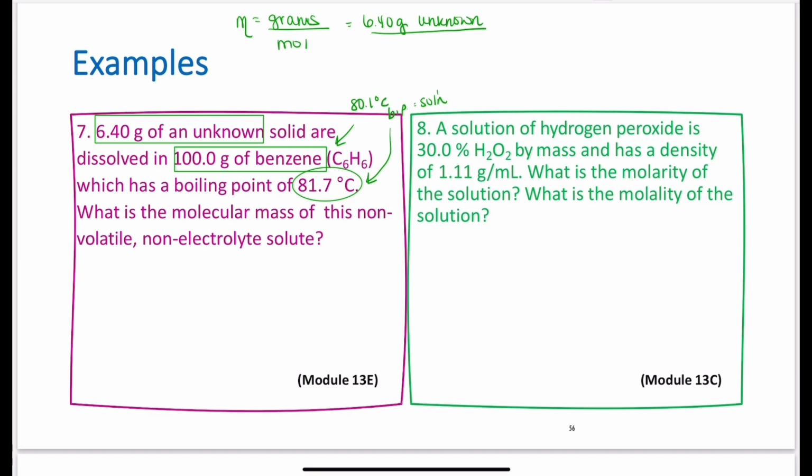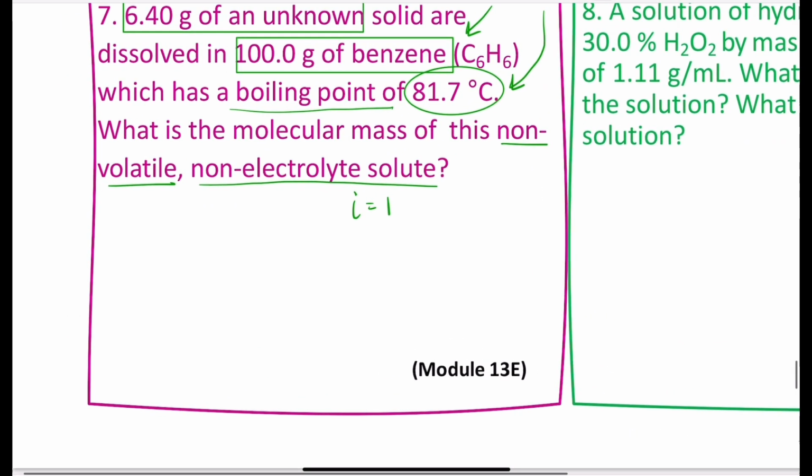How do I know that this here is the boiling point of the solution? Because it says the solution is added to benzene, and this has the boiling point of this. That's implying it's the whole thing. It also tells me non-volatile, which I don't much care about truthfully, unless it's a vapor pressure thing, then I care. But the non-electrolyte, that part matters. That's telling me that my i value is equal to 1. So I know I'm doing boiling point. So delta T_b equals K_b times m times i.